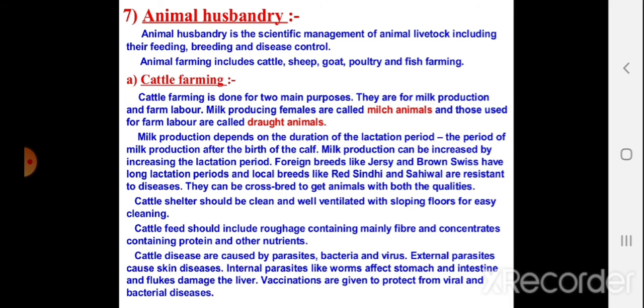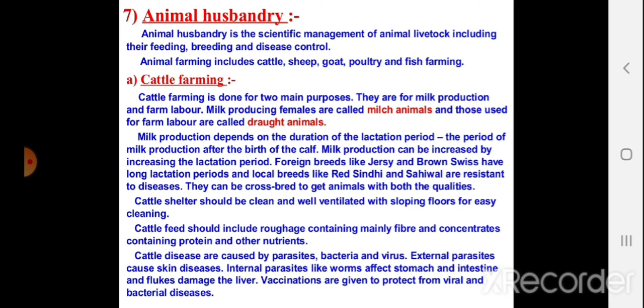Now animal farming includes cattle, sheep, goat, poultry and the fish farming. So the cattle farming is done for two main purposes. They are for milk production and the farm labor. Now for milk production, females are called the milch animals, and those used for the farm labor are called the draught animals. So one which is going to give you milk, they are milch animals, and the one which is used for the labor purpose, they are known as draught animals.